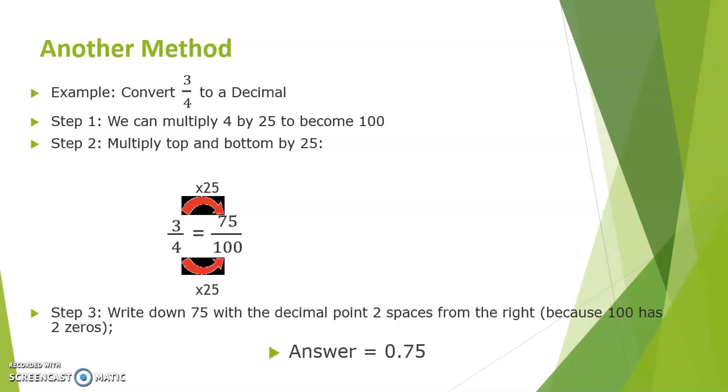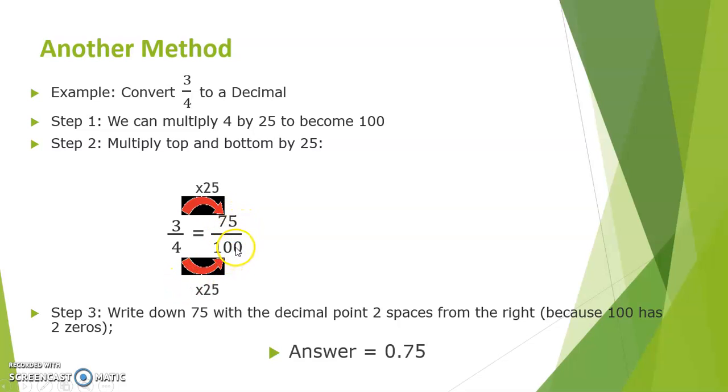Example, we have 3 over 4. We have to convert 3 over 4 to a decimal. First step, we multiply 4 by 25 to make it 100, right? So whatever we do to 4, we do to 3. Multiply the top and bottom number by 25. As you can see, 3 times 25 is 75, and 4 times 25 is 100. So we have 75 over 100.